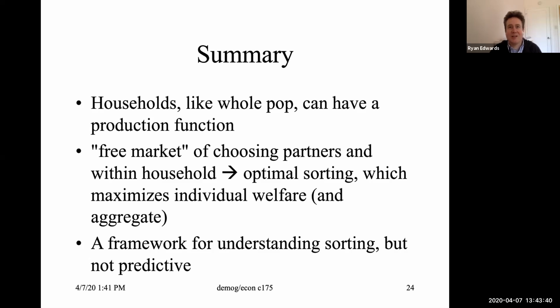Free markets. I mean, that's Econ 101, right? Free markets are good. Okay, sure, if you've got full information, enforceable contracts and property rights, but of course, a lot of bad things can happen when any of those things are not around. So a framework then for understanding sorting and how people are doing it, but not necessarily predictive. Let me just pause there before I do the last topic today and ask if there are any questions.